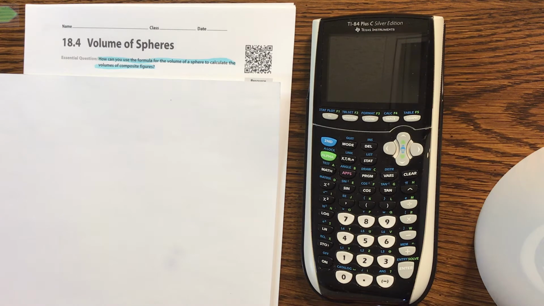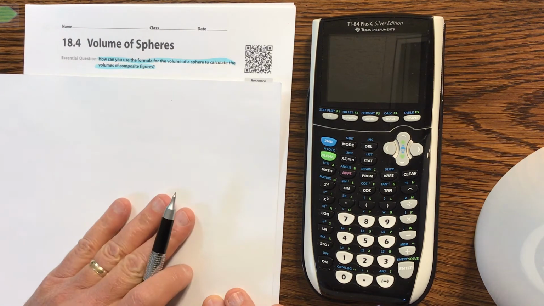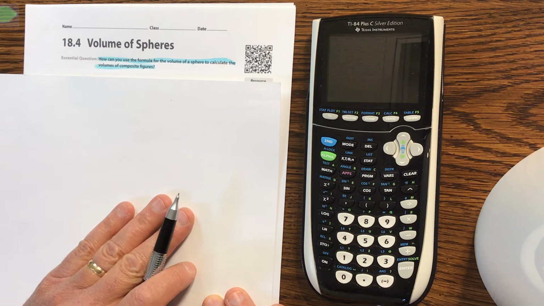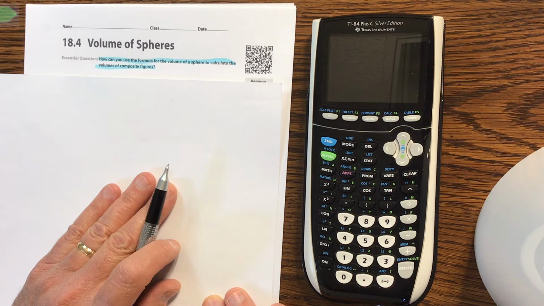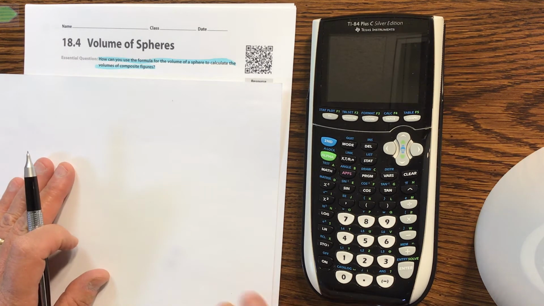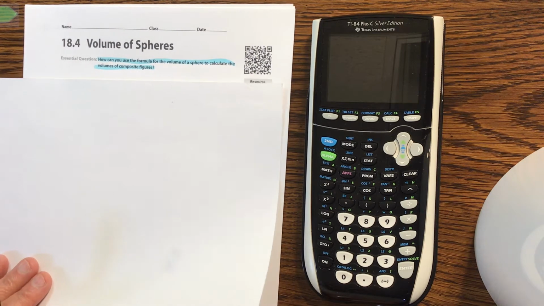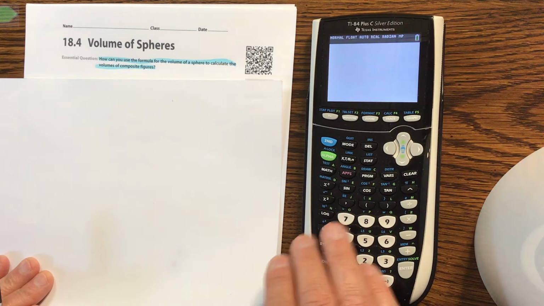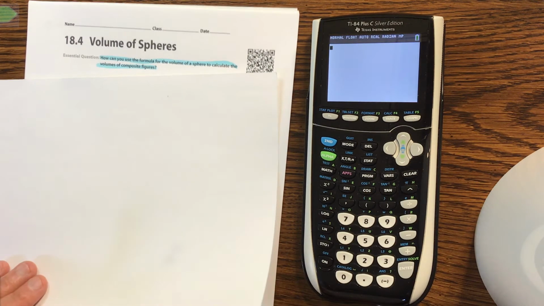So we're going to look at section 18-4, where we're going to be looking at finding the volume of spheres, and also we're going to include in that composite figures that may have spheres, cylinders, pyramids, cones in it. Okay, so we'll get right into it. It's another easy section. We're going to use our calculator today, just to help you guys out in doing shortcuts.